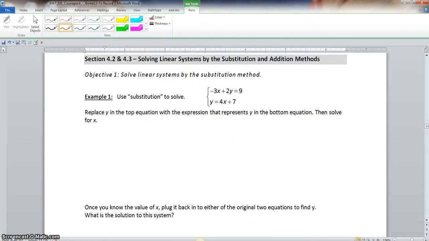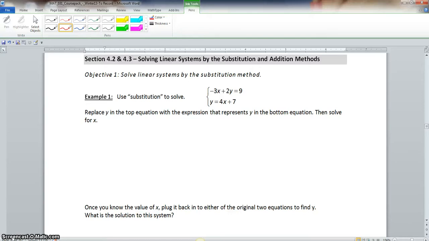Now, we are about to start section 4.2 and 4.3, solving linear systems by the substitution and addition methods. We're going to use these methods in order to solve problems like we had in the last section, which was 4.1. Remember, the last problem we did, we put that the answer was outside the scope of the graph. These two methods would take care of that. It says objective 1, solve linear systems by the substitution method.